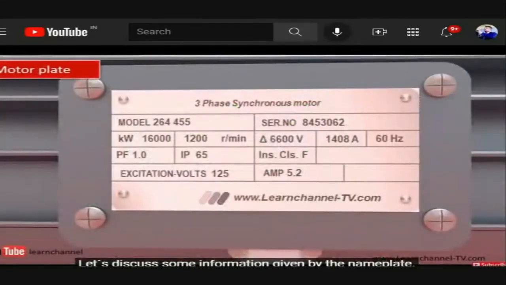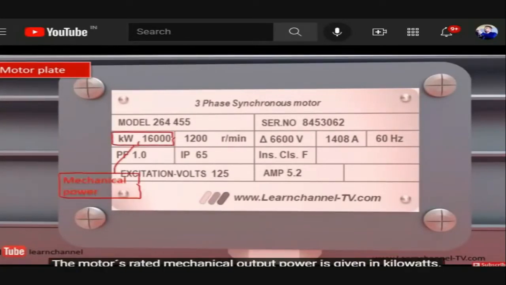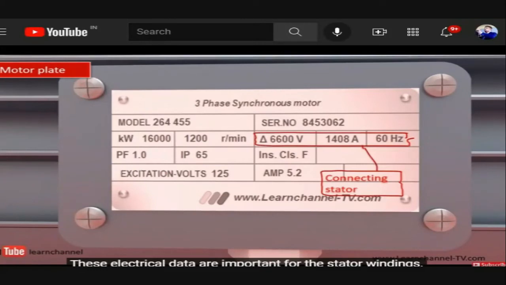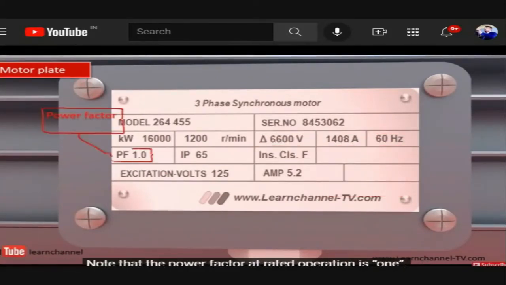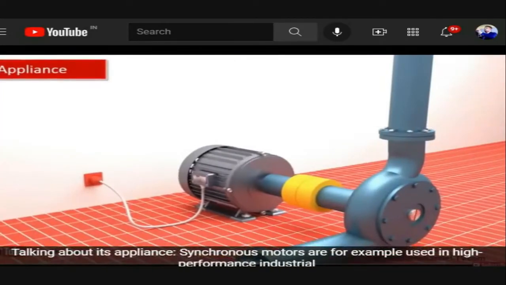Let's discuss some information given by the nameplate. All this data refers to the nominal range. The motor's rated mechanical output power is given in kilowatts. The motor rated speed, or full load RPM, refers to full load. This electrical data is important for the stator windings. Here, you can connect the motor in delta. Note that the power factor at rated operation is 1. If the magnetic field of the rotor is excited by a DC power supply, you have further information to connect the rotor.